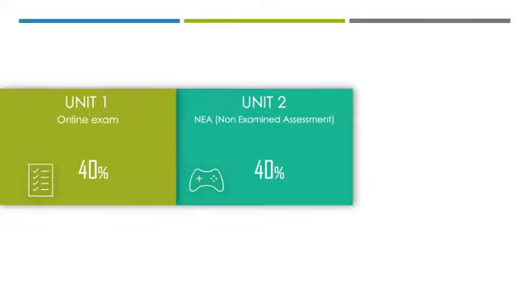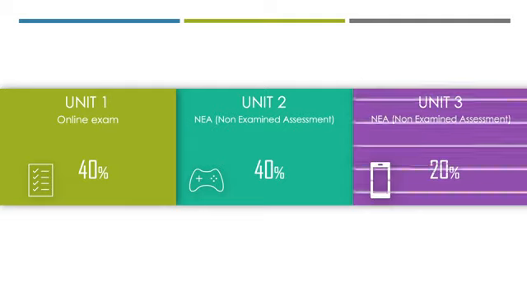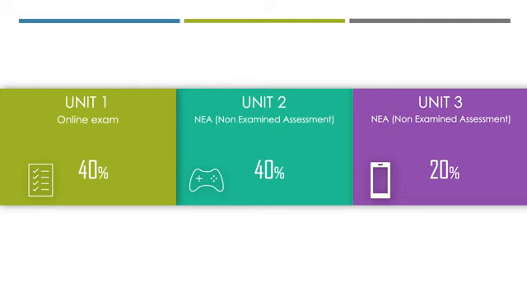Unit 2 is going to be worth 40%, which is a non-examined assessment. Think of it a little bit like coursework. The same with Unit 3. The only difference is Unit 3 is worth 20%. So overall, 60% of this course will be done in school, whereas 40% will be assessed externally using an exam.